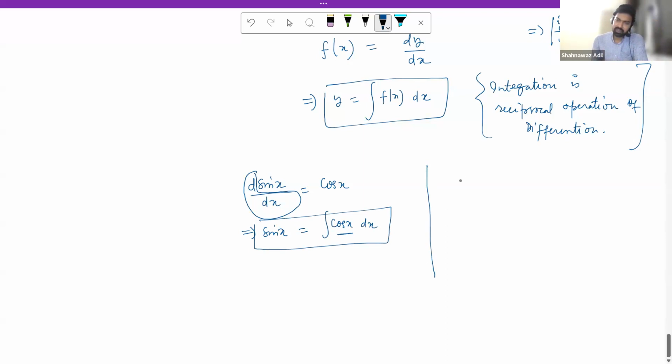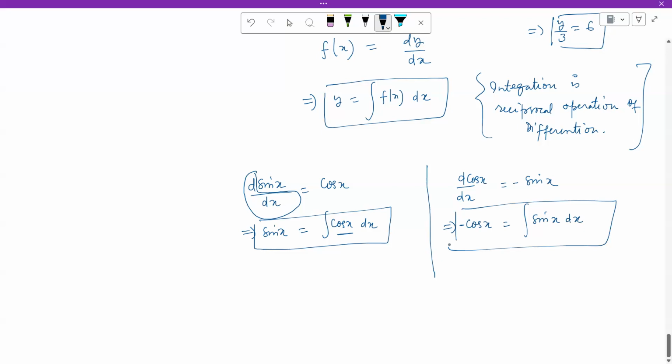Similarly, if we have d by dx of cos x, that is minus sin x. If we take this to the other side, cos x will be the integration of minus sin x dx, and this minus I can take outside. So this is how we get those two results. But integration is a very tough thing.